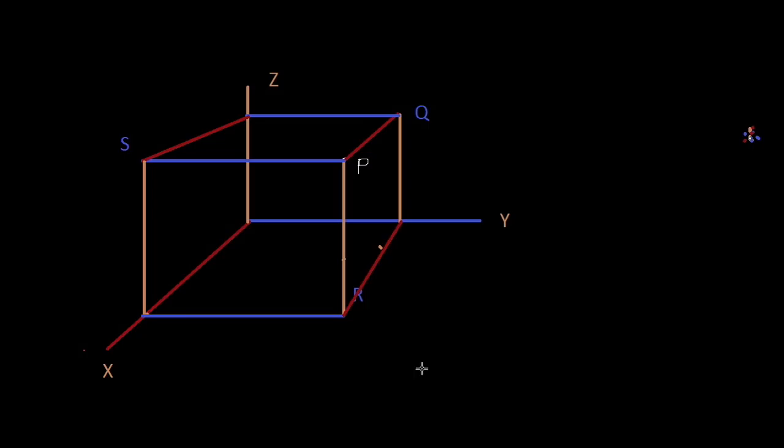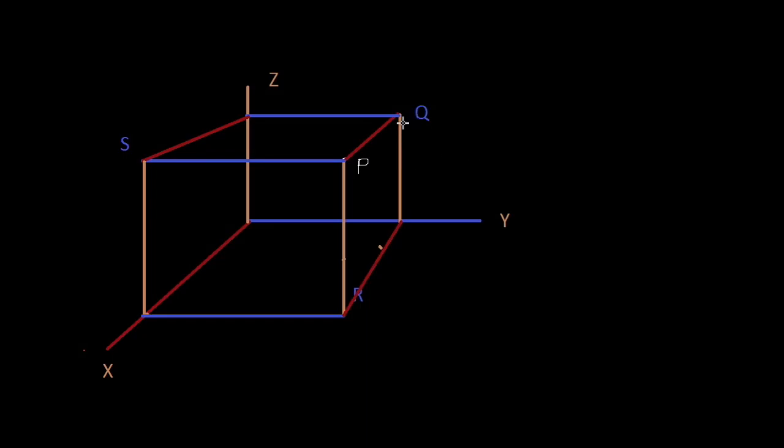Now if you know the coordinates of the point P, you can find the coordinates of all the vertices of the cuboid. Before that, let us identify the points, whether they lie on the axis or they lie on the plane. Let us look at the location of the points of the cuboid.